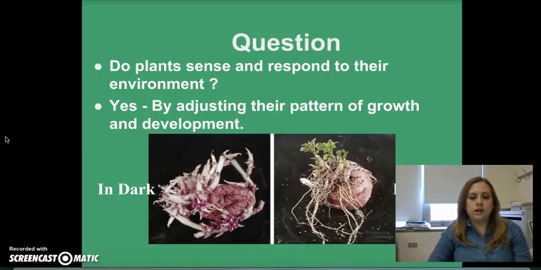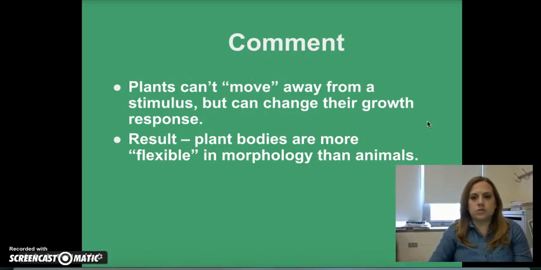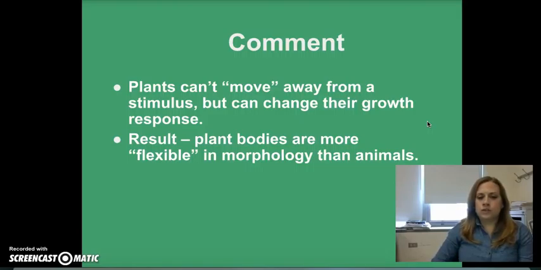So what you're looking at here is a plant grown in dark versus a plant grown in light. And you can see that this is the plant that was grown in light, and it's much more organized than the plant that was grown in the dark. So a quick comment. Plants can't move away from a stimulus the way that animals can, but they can change their growth response.